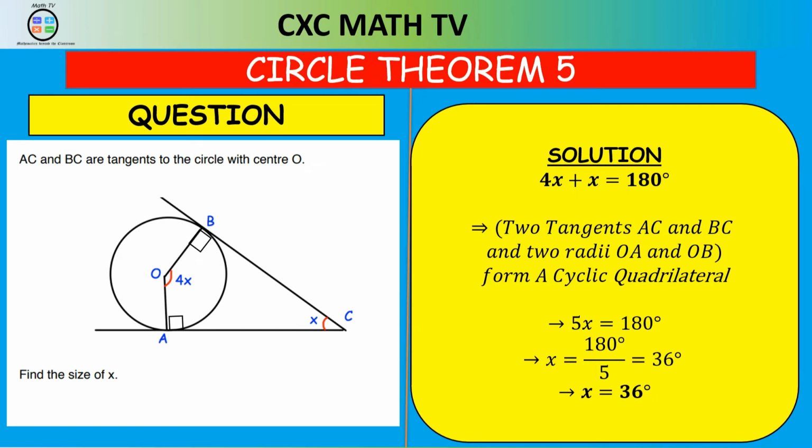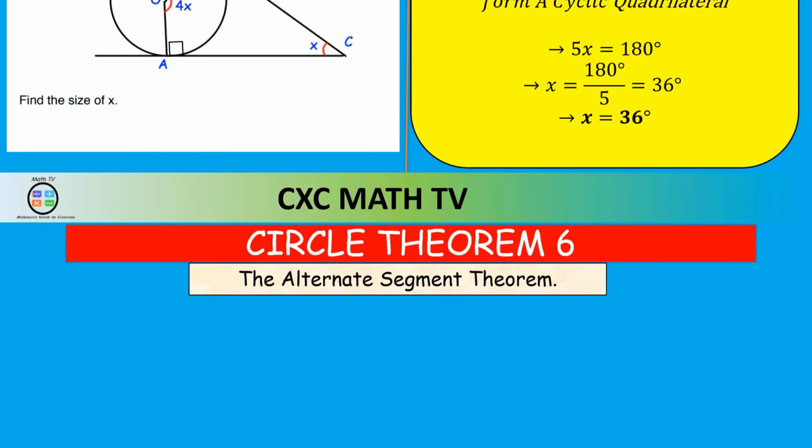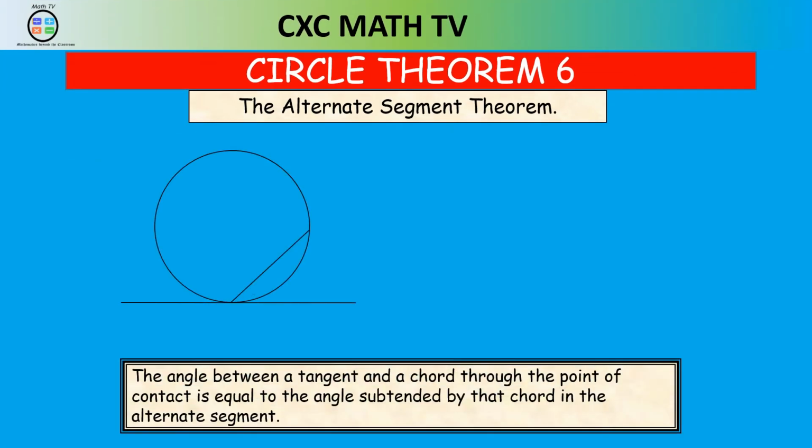Now theorem number 6 is known as the alternate segment theorem. Alright? And so the alternate segment theorem, as displayed on the diagram right here: the angle between a tangent and a chord through the point of contact is equal to the angle subtended by that chord in the alternate segment.